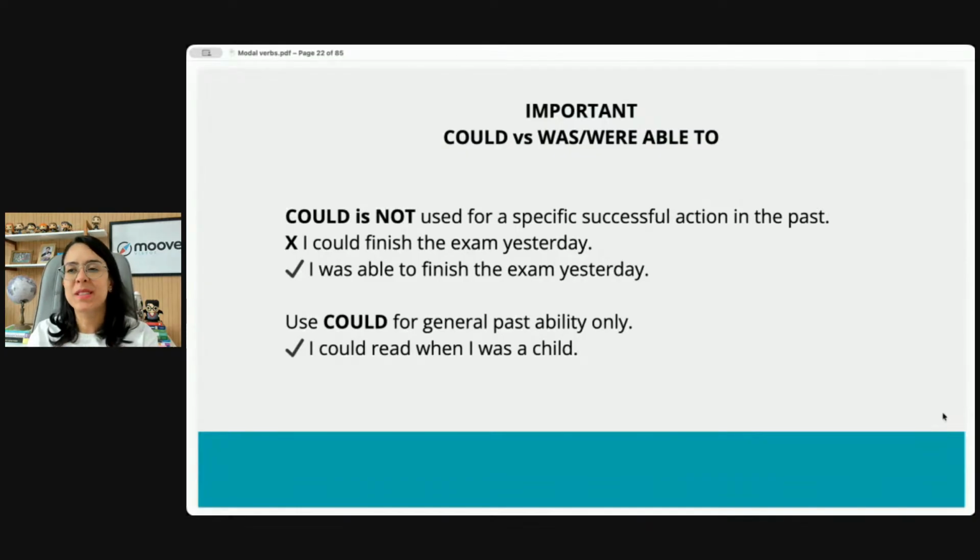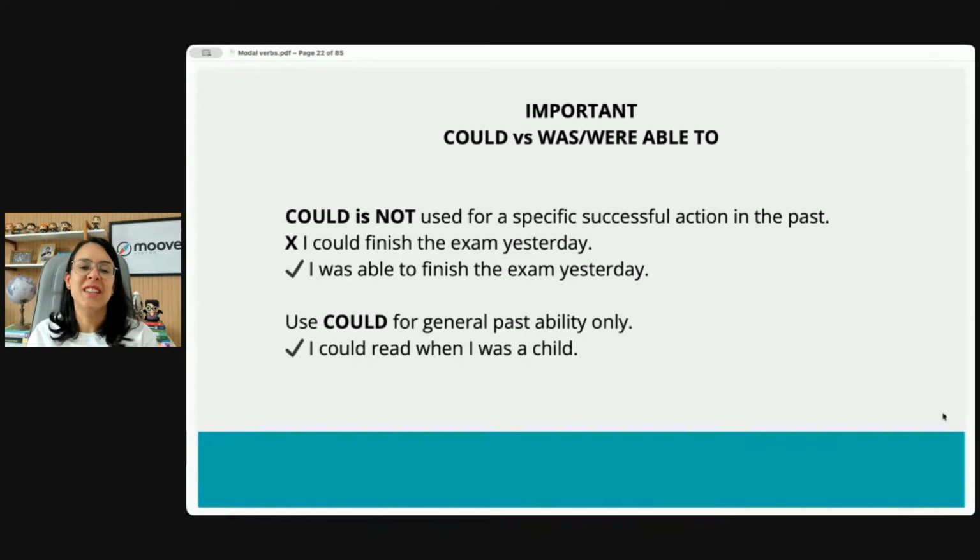Now I'm gonna talk about something really important. I told you that be able to can always be used to replace can and could. But there are situations in which could cannot be used instead of be able to. So could can never be used to talk about a specific situation. For example, I couldn't finish the exam yesterday. Could is used to talk about abilities in general. If you're talking about a specific ability, you can't use could. I was able to finish the exam yesterday. In this situation, you need to use only be able to.